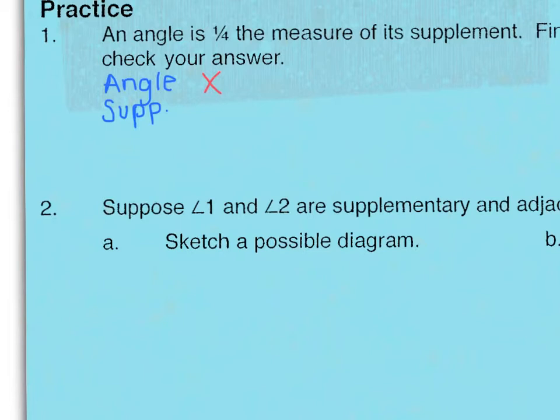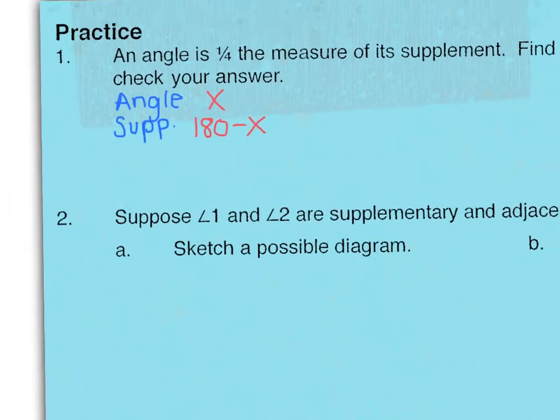Let's think about how we were getting those numbers a second ago. When I said 30, you said 150. When I said 100, you said 80. How are you getting your answers, Rachel? 180 minus x. Okay, you were taking 180 and subtracting the number I was giving you, right? So if our angle is x, our supplement is going to be 180 minus whatever x is. Okay, so if the angle is x, then the supplement is 180 minus x.